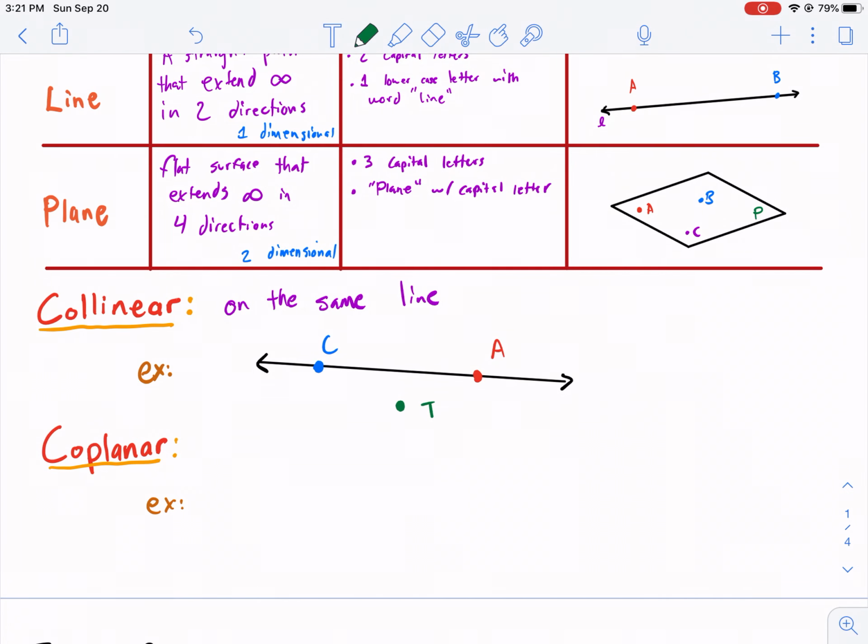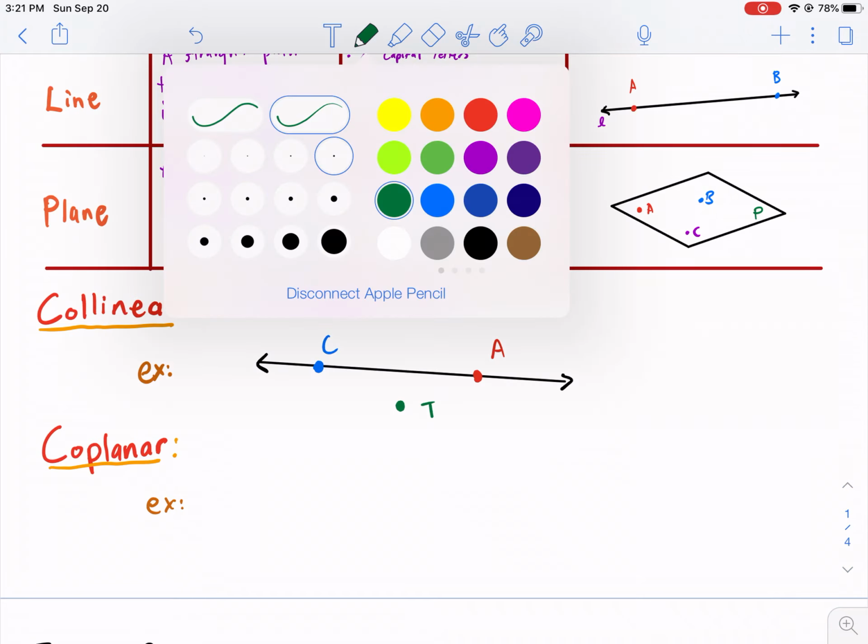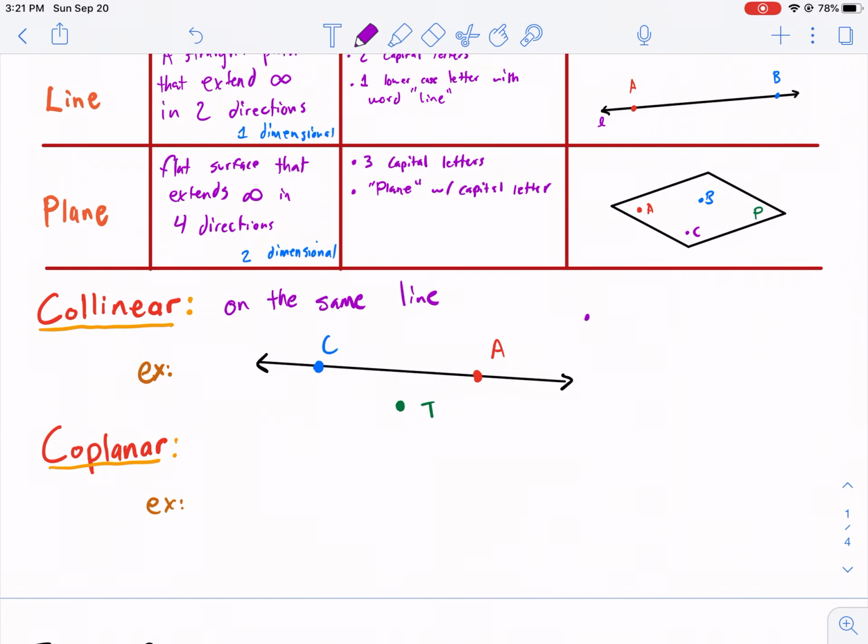Maybe some spelling experts may have figured out the word I spelled. Maybe not, and that's okay. This is math, so you don't need to worry about it if you don't know what this spells. But we have points C and A and T. Now, C and A, let me write this down in case you didn't notice. Points C and A are collinear. Why? Well, they're on the same line.